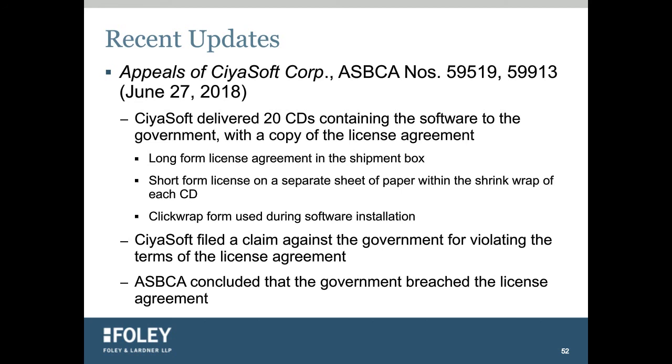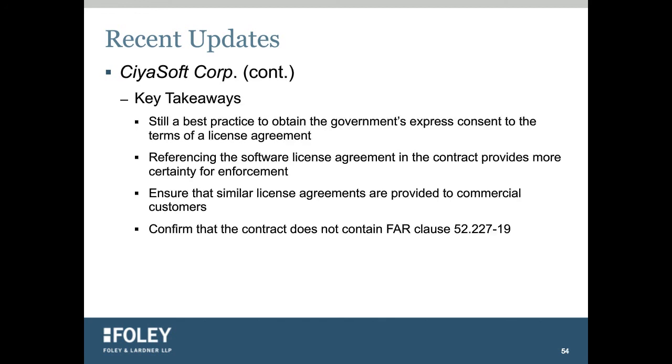The government denied the claim, and they appealed to the Armed Service Board of Contract Appeals. The Armed Service Board of Contract Appeals concluded that the government breached the license agreement by having more than 20 of these licenses. Notably, the contract did not contain FAR Clause 52-227-19 that was noted in the board's decision, because that could have potentially broadened the scope of the commercial license. This is what the board held.